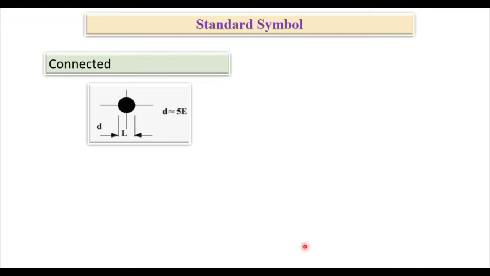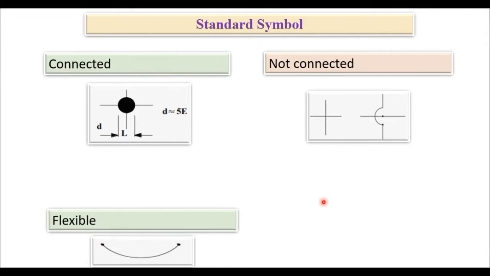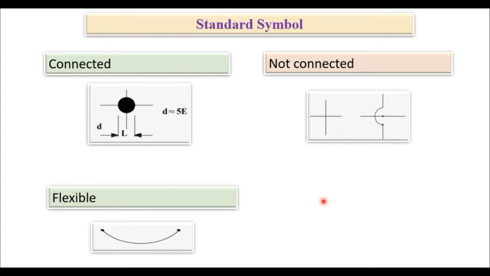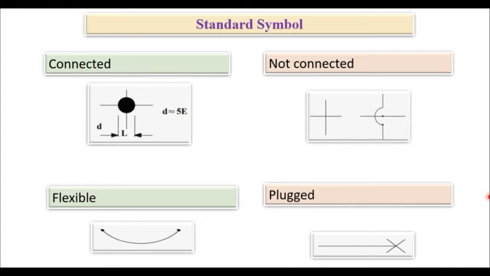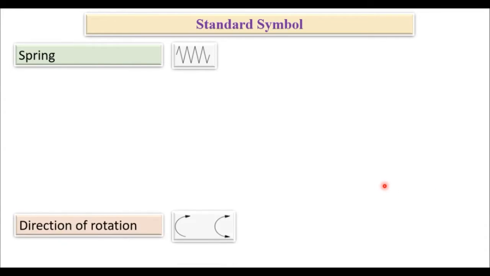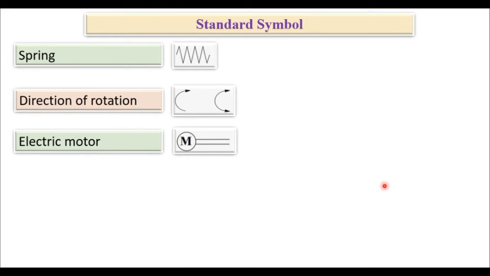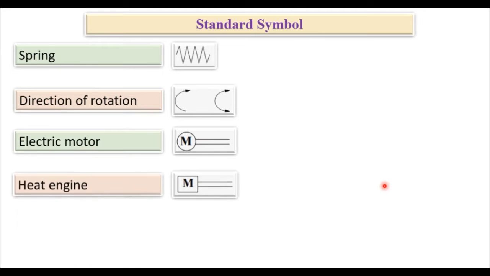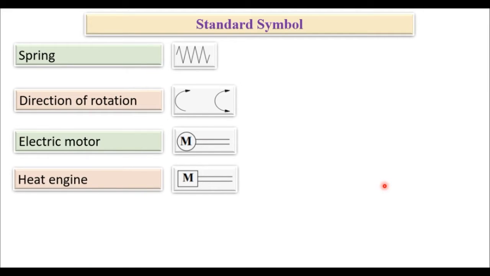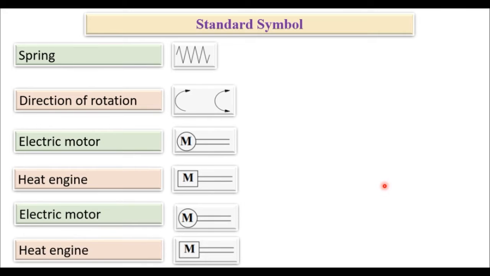Connected lines we call a junction. Not connected, they overlap. Flexible hoses. Plugged, a dead end. Actuation, spring. Direction of rotation, clockwise and anti-clockwise. Electrical motor, heat engine, remote. Electrical motor, heat engine.